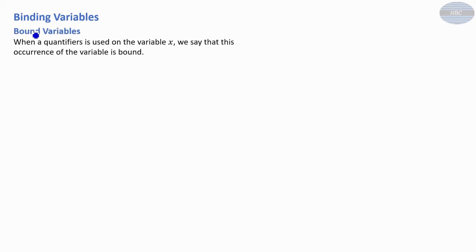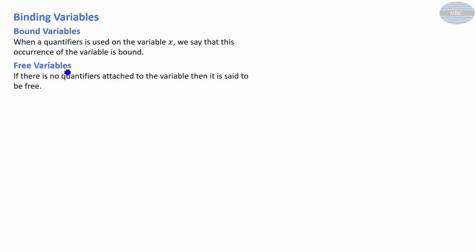In this lecture, we'll study binding variables. So, first of all, what is a bound variable? When a quantifier is used on the variable x, we say that this occurrence of the variable is bound. And what is a free variable? If there is no quantifier attached to the variable, then it is said to be free.